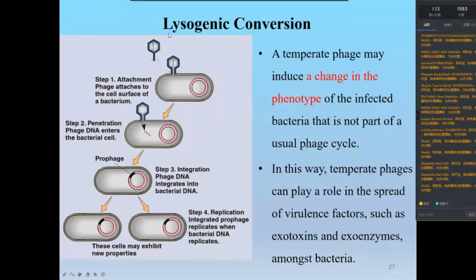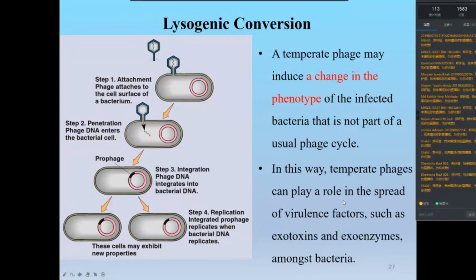When some phage insert their DNA, or the prophage, into the bacterial chromosome, it somehow can give the bacteria some new properties. When the phage is inserted into the bacterial DNA, this bacteria might have some new properties, and this phenomenon we call lysogenic conversion. It means that the phage converts the bacteria and somehow contributes some properties to the bacteria.